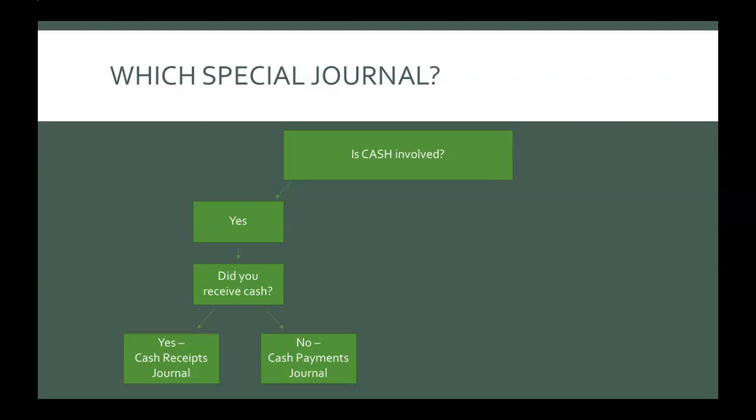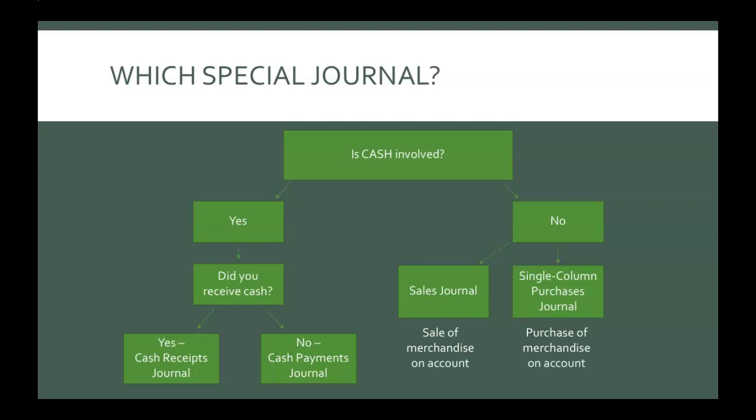Now, if you answered no to the original question, is cash involved, you have three different options. First, it could be your sales journal, if you make a sale of merchandise on account. It could be your single column purchases journal, if you made a purchase of merchandise on account. Or it could be the general journal, if you are trying to record an adjusting, closing, or correcting entry.